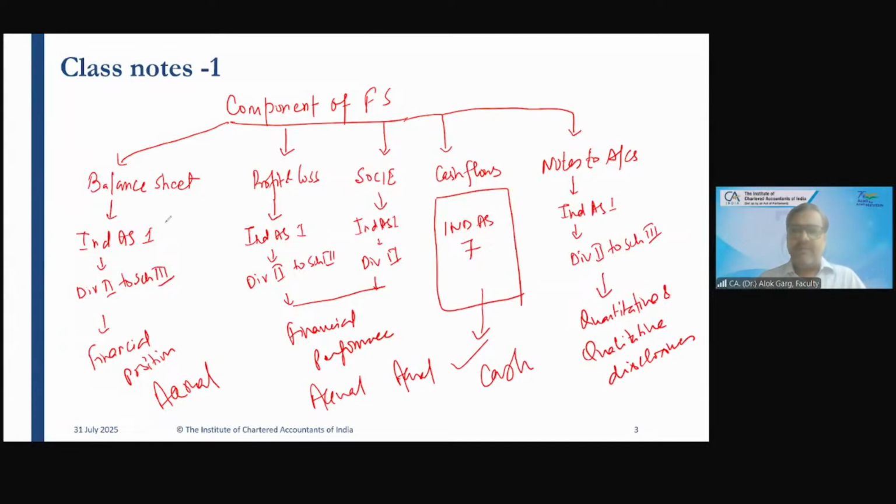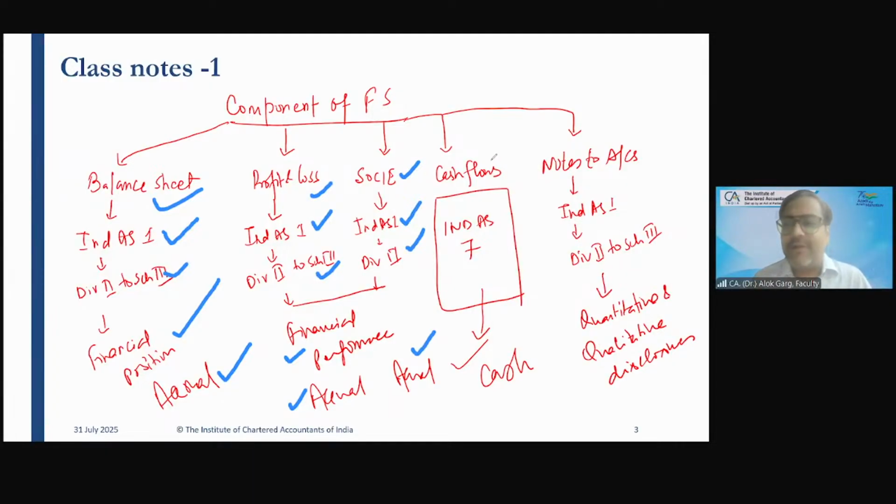And we have already read and understood the balance sheet. The format is given under Division 2 to Schedule 3, and guidance is also given under Ind AS 1, right? It reflects the financial position. Balance sheet is prepared on accrual basis. Statement of profit and loss, the guidance is given under Ind AS 1, and Division 2 to Schedule 3 has given the format, and this provides the financial performance. It is prepared on an accrual basis. Statement of changes in equity, guidance is given under Ind AS 1, format is given under Division 2 to Schedule 3, and it is also prepared on accrual basis.